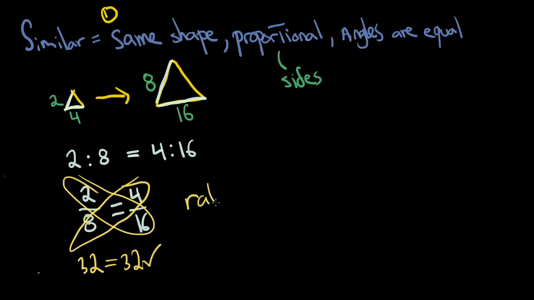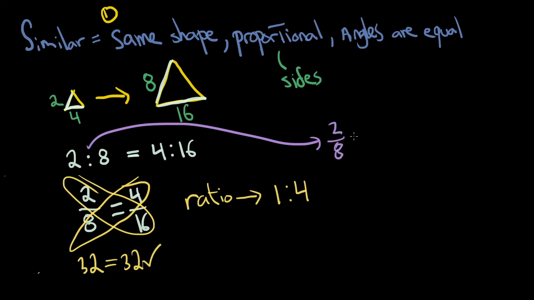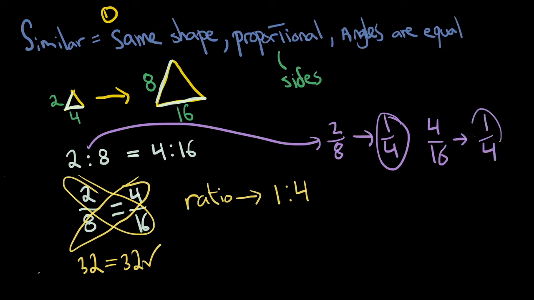Also, if you take a look at the ratio, if I asked you what's the ratio, it would be 1 to 4. They're both in a 1 to 4 ratio, aren't they? How do we see that? Well, 2 to 8, that of course would be 1 to 4, right, if you simplified it. And if you had 4 to 16, that would also be 1 to 4. So that is similar shapes. Same shape, proportional, and the angles are equal, which we don't focus on too much, but do realize that they are.